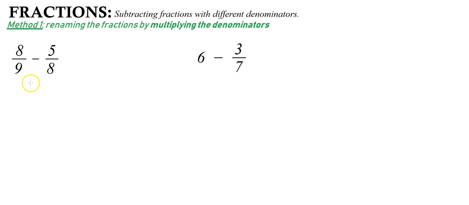We've got 9 and 8 as our denominators, so let's multiply those together. What we get is 72. So that is our new denominator. The next step is to figure out what the numerator should be.